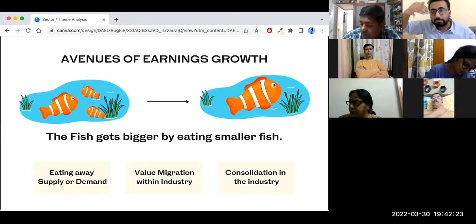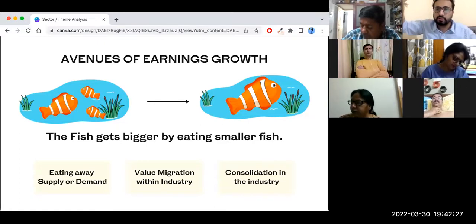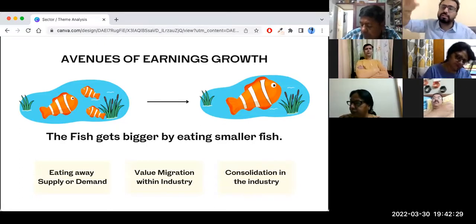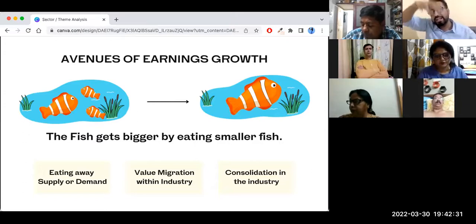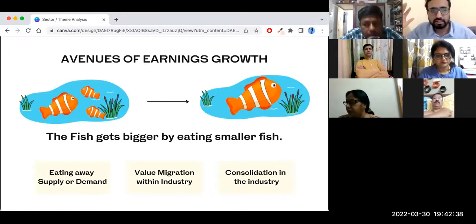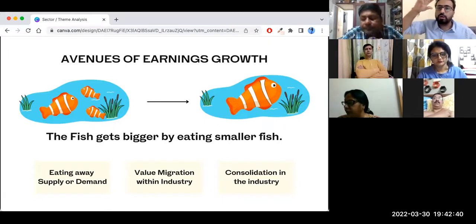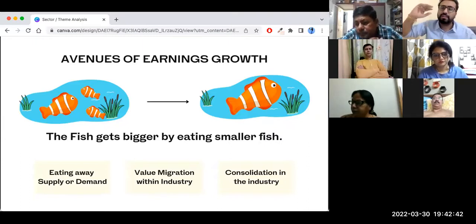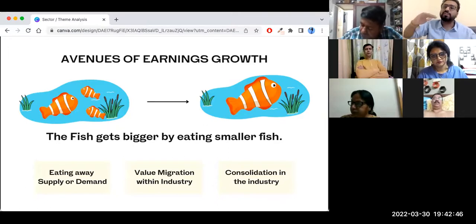And try to displace the local player from there. So before 2007-8, there were local players in, let's say, Punjab, local players in and around each city. There were local players who were selling tons and tons of cement. Now, what Shri Cements did was they started this model, which was localized manufacturing. Because of that, they started eating away demand from the local players.